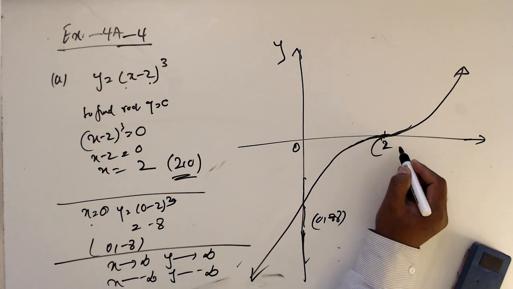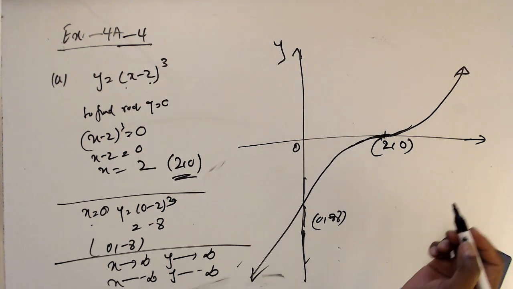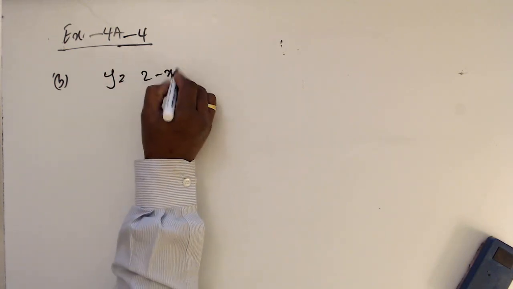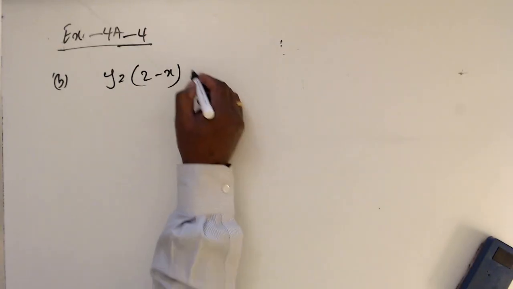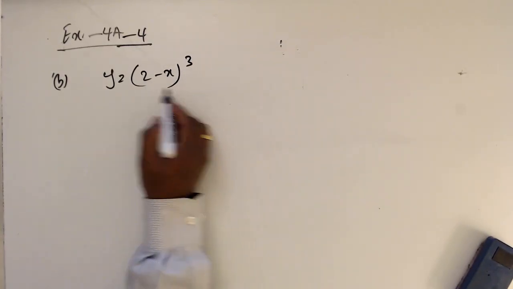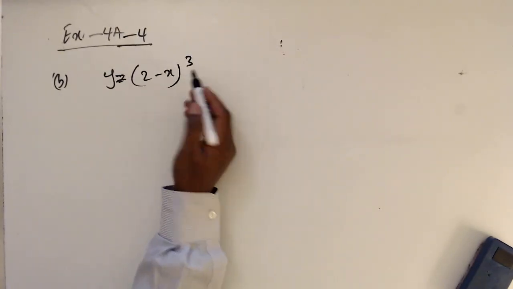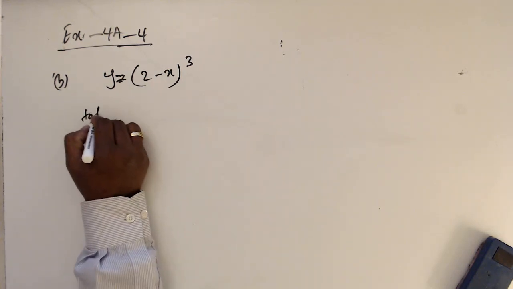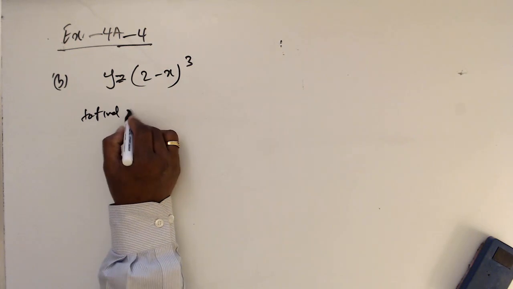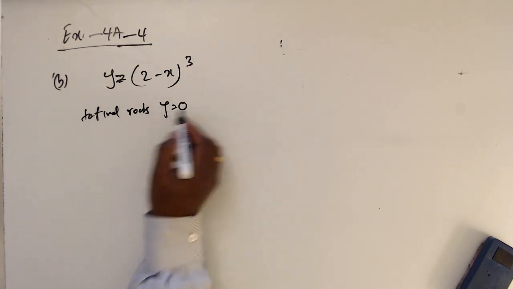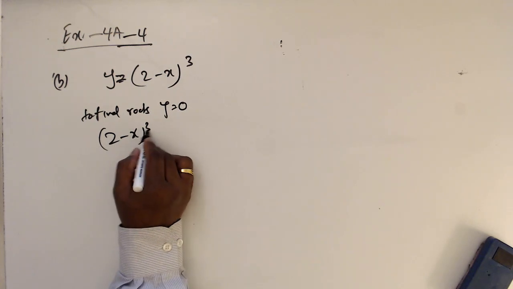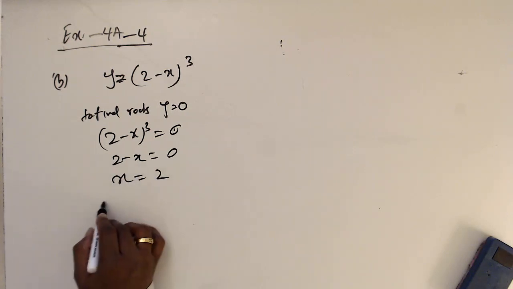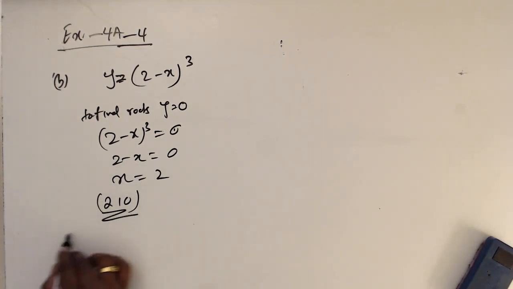This is, I think, (2, 0). Part B: y equals (2 minus x) cubed. Again, we can see that 2 is repeated three times. To find the roots, we make y equals 0, (2 minus x) cubed equals 0, then 2 minus x equals 0, x equals 2. So (2, 0) is a repeated root.